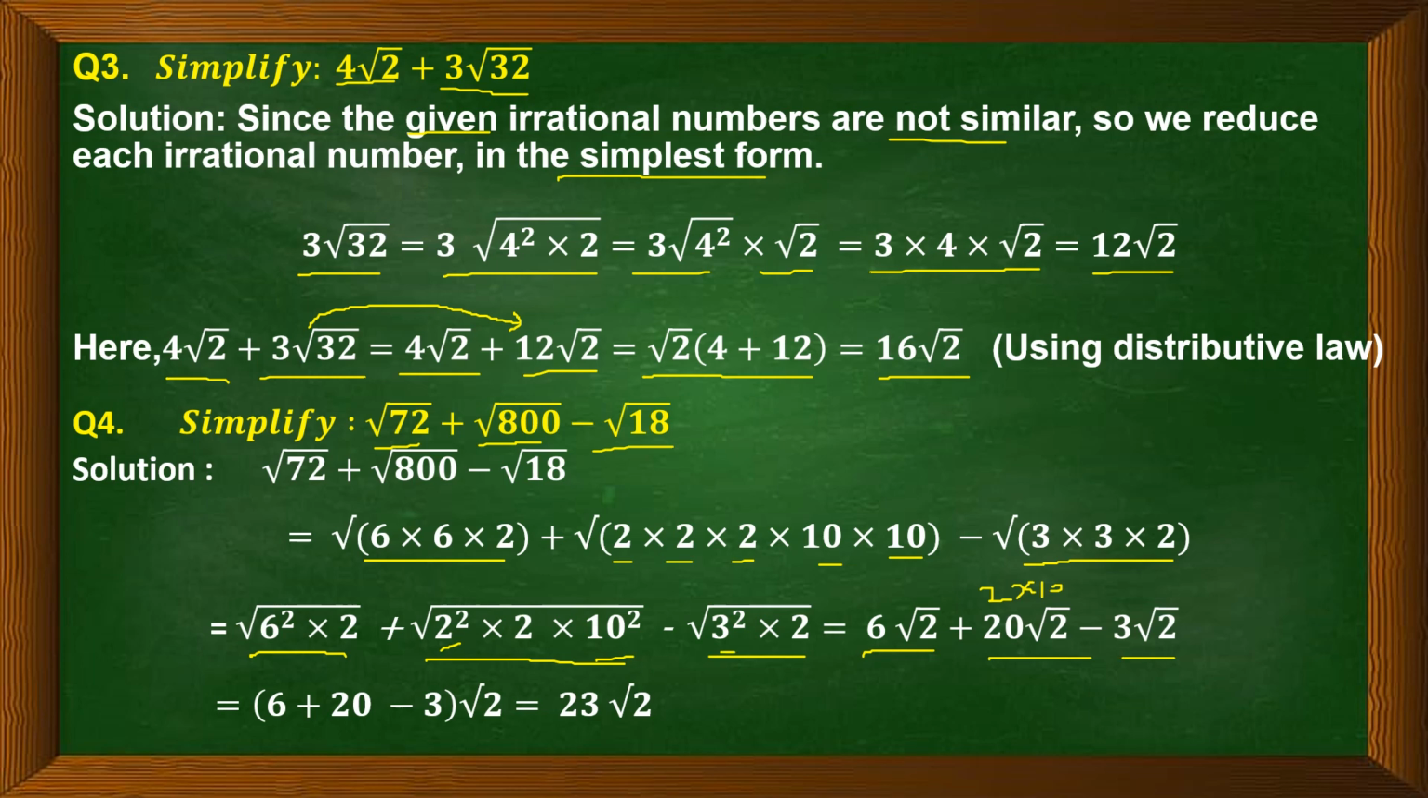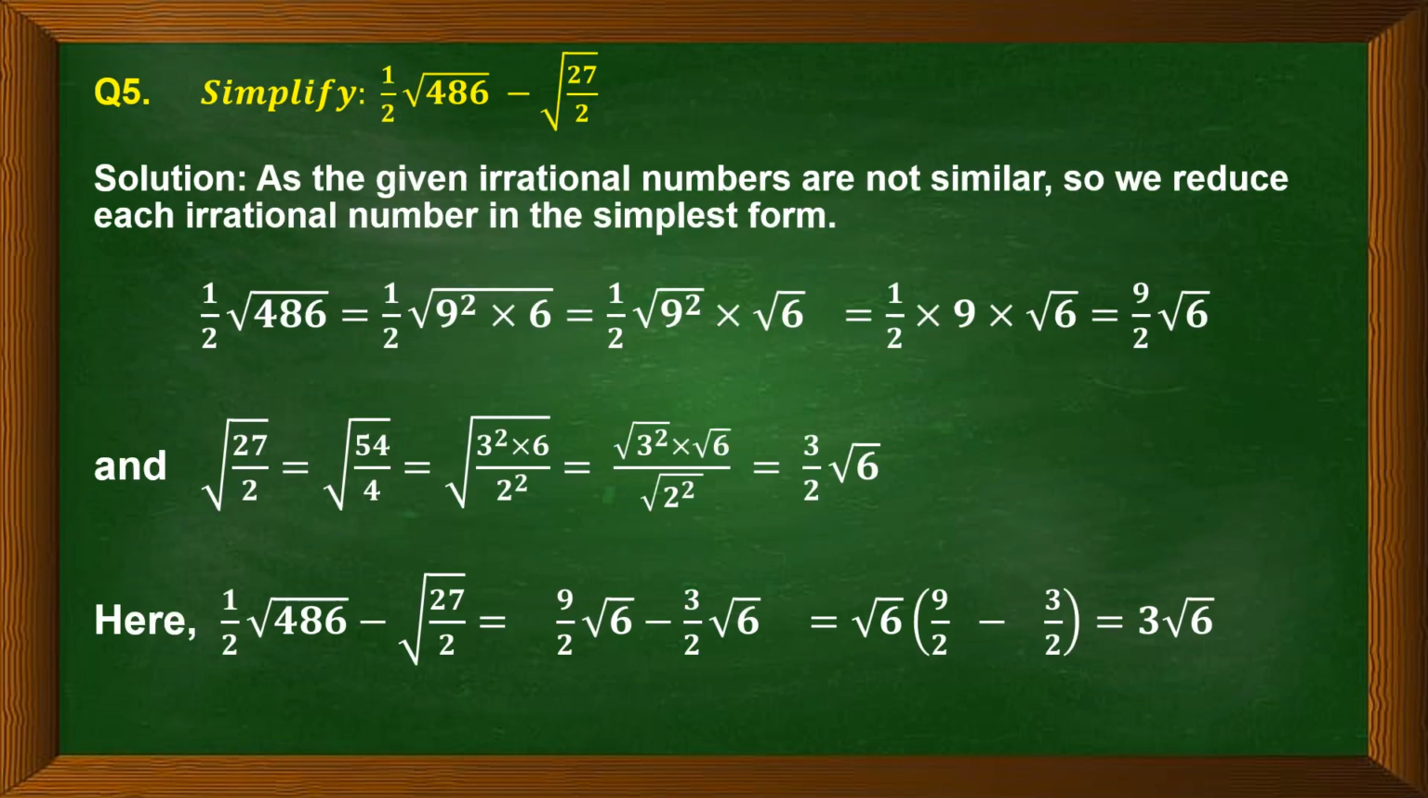So 3 root 2. Now if you observe, all these are like irrational numbers because they have the common irrational factor, that is root 2, which we will take common, and all the coefficients will be taken under bracket: 6 plus 20 minus 3. Now solve it. 6 plus 20, 26, minus 3, 23. So 23 root 2 is the answer.